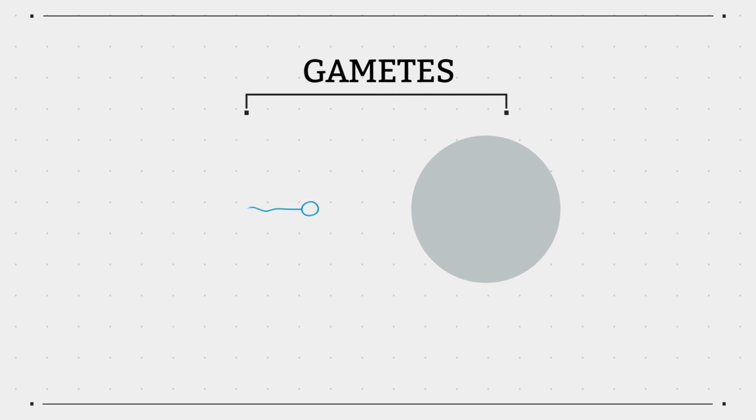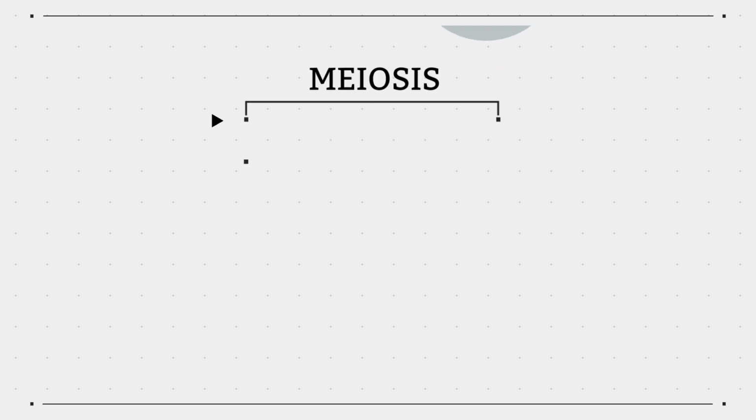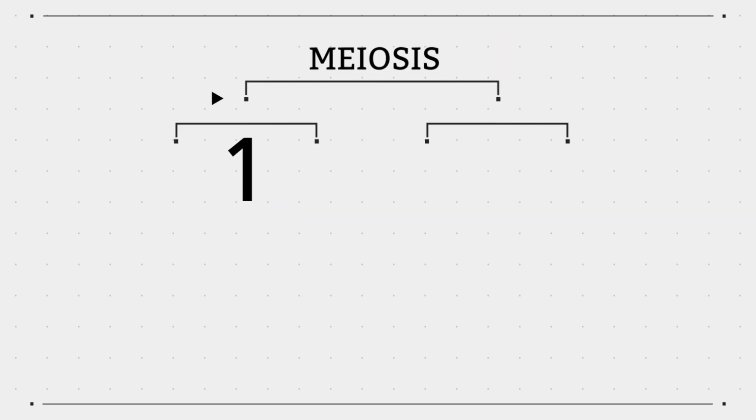You were conceived when your father's sperm fused with your mother's egg. Both the egg and sperm are specialised cells called gametes and are formed by a process called meiosis. Meiosis has two stages, meiosis 1 and meiosis 2.